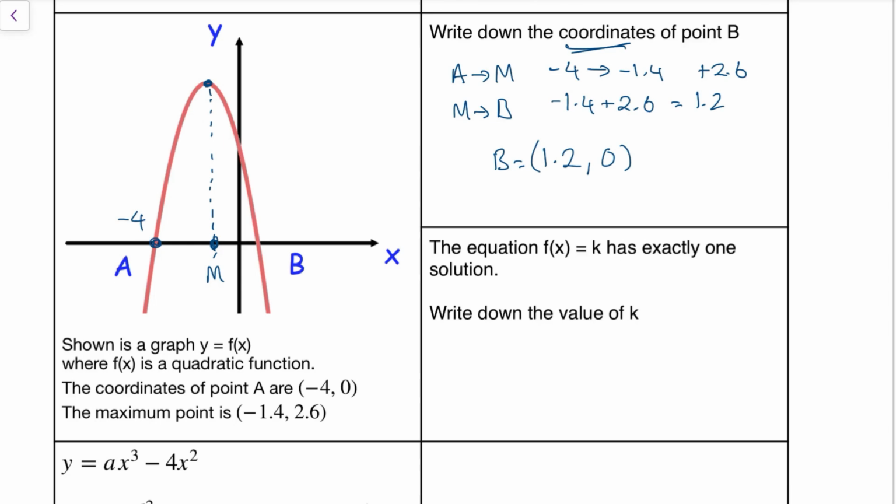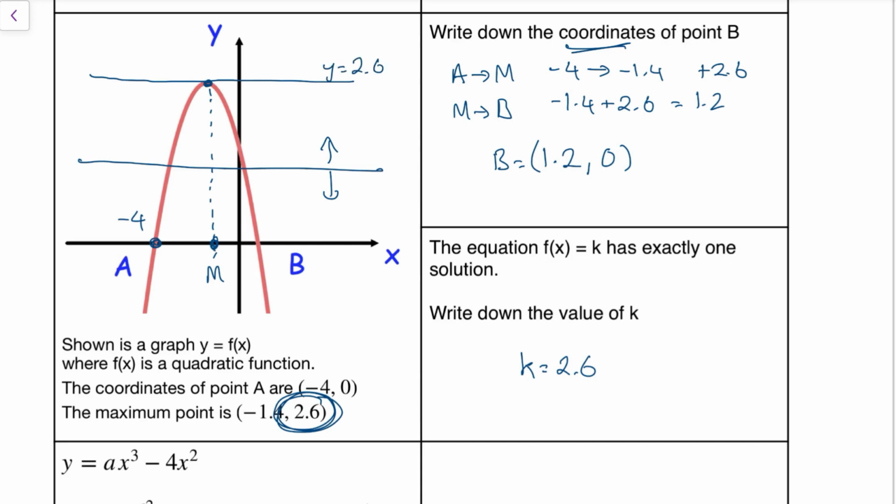Next question, same sort of question. The equation f of x equals k has exactly one solution. Write down the value of k. Again, this is almost an A-level type question in the sense it's showing understanding of the graph. So let's imagine I have a line here and I can move it up and down. So I can move the whole line up and down. Where is the point at which it only touches the red curve once? And it's going to be this point here, which thankfully I know. I know that point has x value minus 1.4 and it has y value 2.6. So therefore the value of my k is going to be equal to 2.6. In other words, this is the line y equals 2.6 and it touches the red curve.